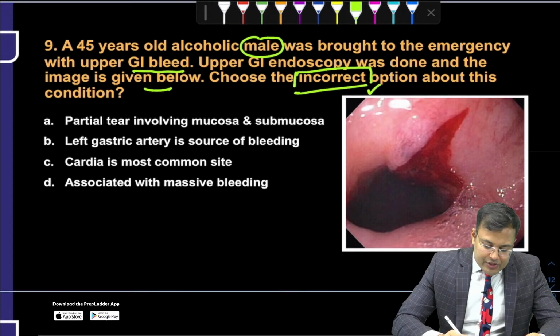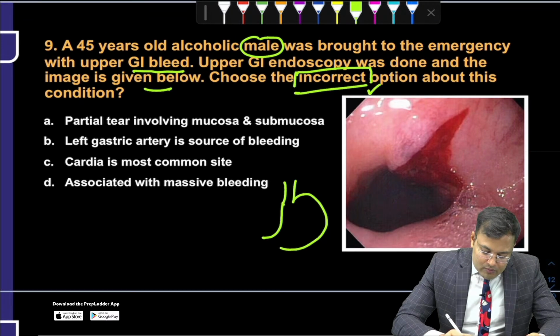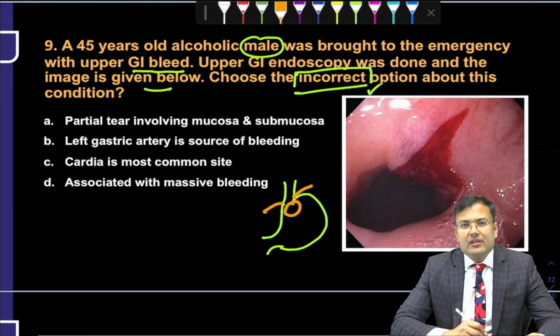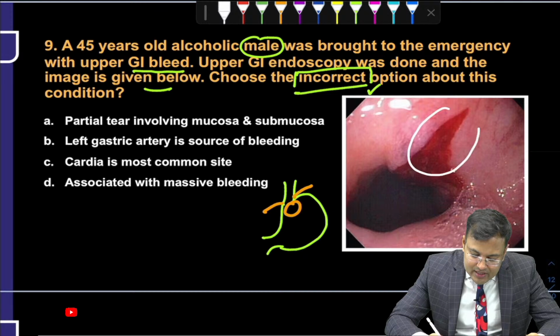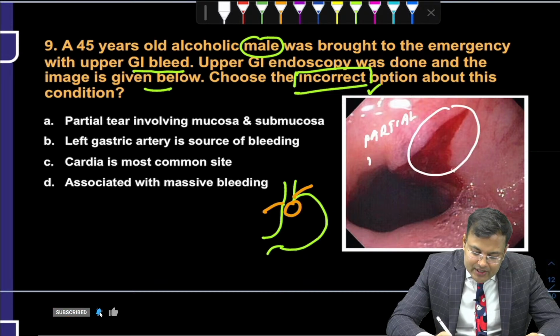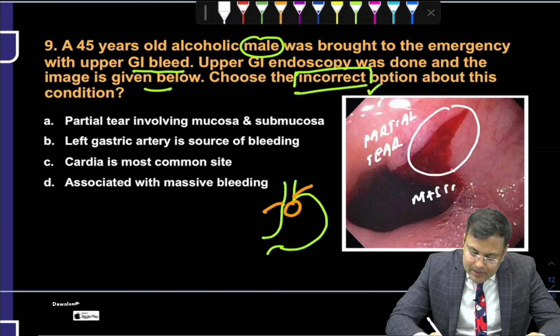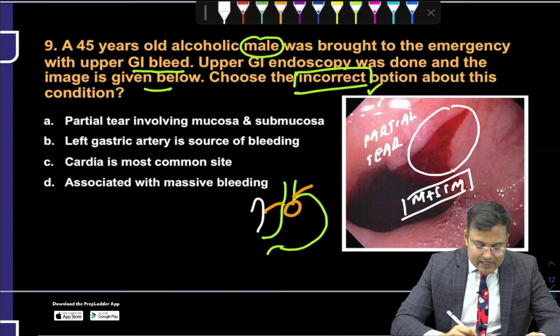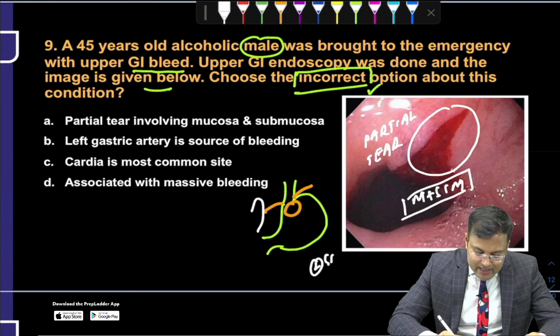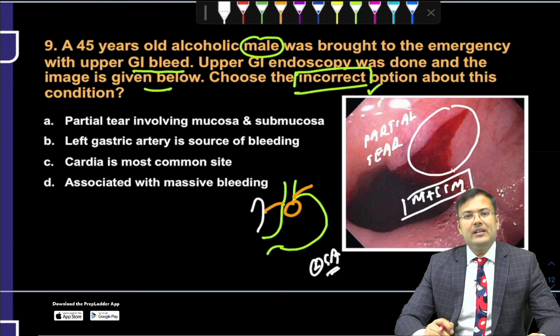And you know what is the location of this Mallory Weiss syndrome? The most common site is cardia, just below GE junction. And here you can notice that it is because of partial tear. In this there is partial tear and it is involving only mucosa and submucosa. Which artery is responsible for bleeding here? It is the left gastric artery which is responsible for the bleeding.